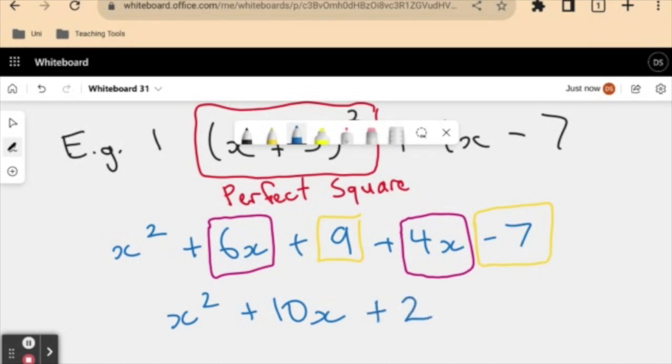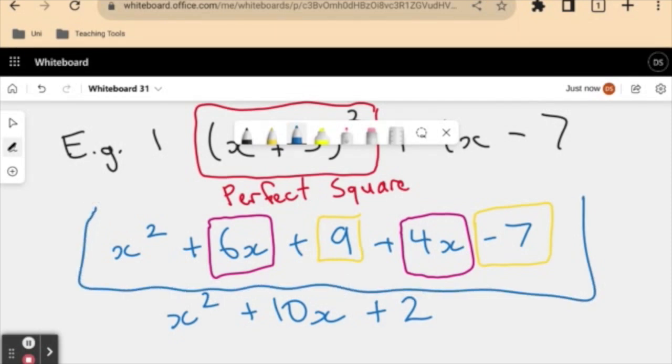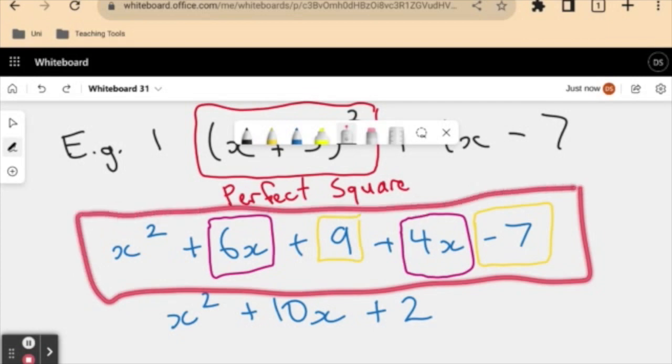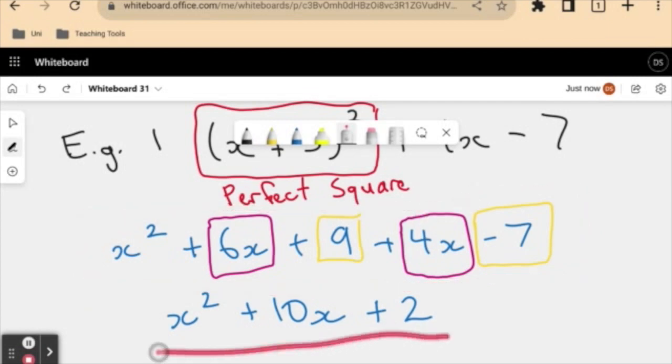So that's really the essence of what we're doing. We're just taking the expansions we know, getting everything out, and then simplifying to our final answer here.